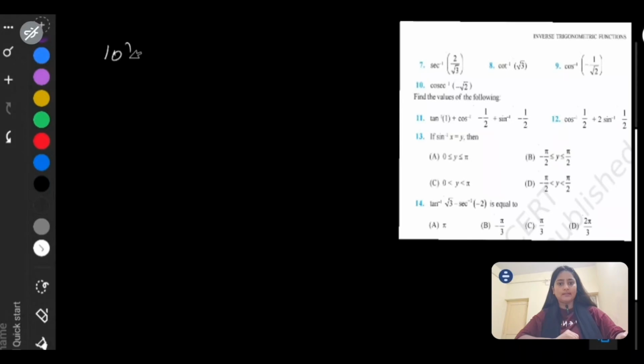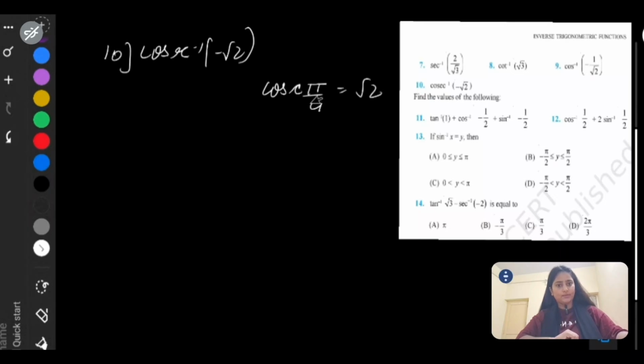Question number 10 is cosec inverse of minus root 2. We know cosec pi by 4 is equal to root 2, right? So we'll put this in a bracket. In the second line, cosec inverse of minus cosec pi by 4.